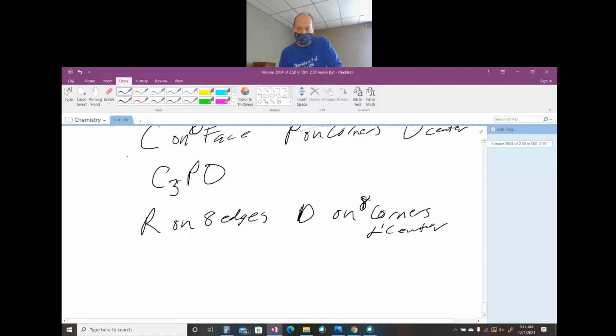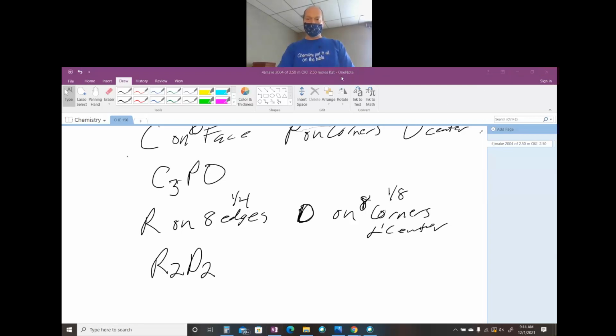That is R2D2, correct. So why is it R2D2? Right. And the corners are 1/8, and the center, the whole thing's in the middle. So there are 2 R's in the cube, and there are 2 D's in the cube. So that is R2D2. Yes. Yeah, that's about as far as my Star Wars knowledge is going to go there. All right, so you have to know that your edge is a quarter, corner is an eighth, center the whole.